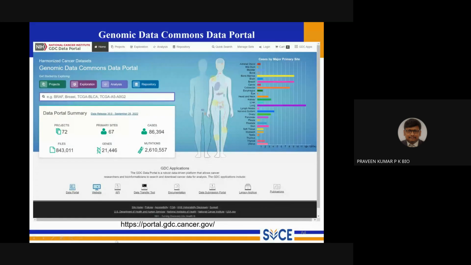So if you want to work on this, you simply type this URL, and type the name of a cancer or a gene. Obviously, you get plenty of information on it.